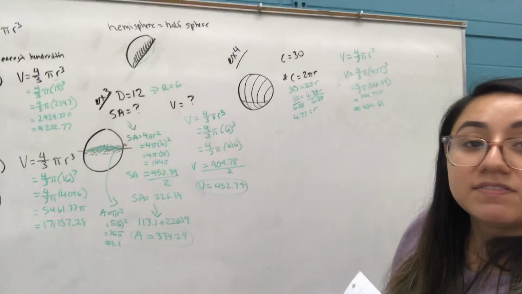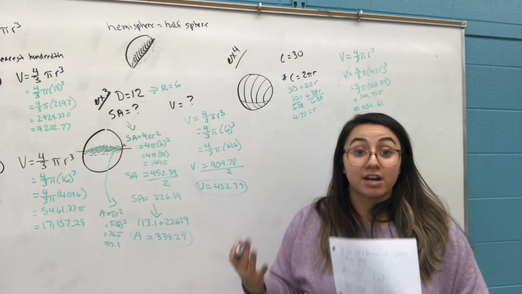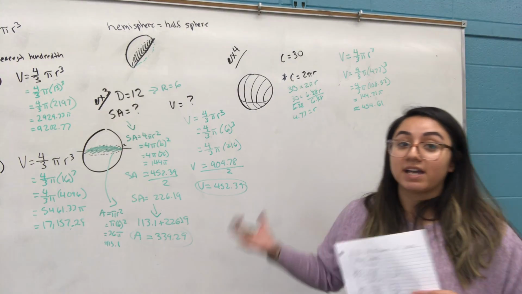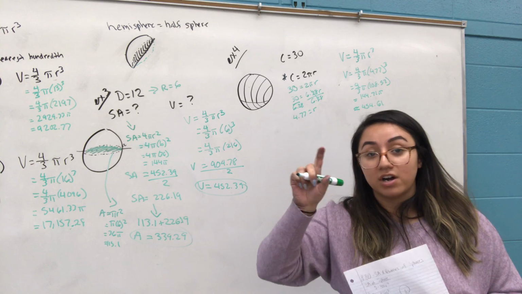Step by step, again, if they give you the circumference, you have to go back and use the circumference formula to find that r and get it by itself.